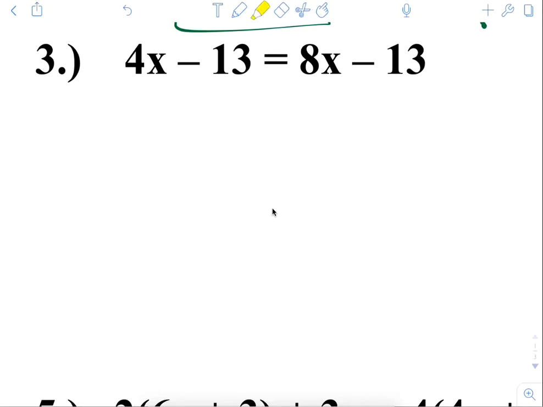Then I'm going to look and see, do I have more variables on one side? Yes, I have the most variables over there where the 8x is. So let's get all of our x's over there. If I'm going to move the 4x to the other side, I can't just pick it up and move it. I got to cancel it first. How do you cancel out a positive 4x? Well, I'm going to subtract it. And what I do to one side, I have to make sure I do to the other side. So minus 4x again.